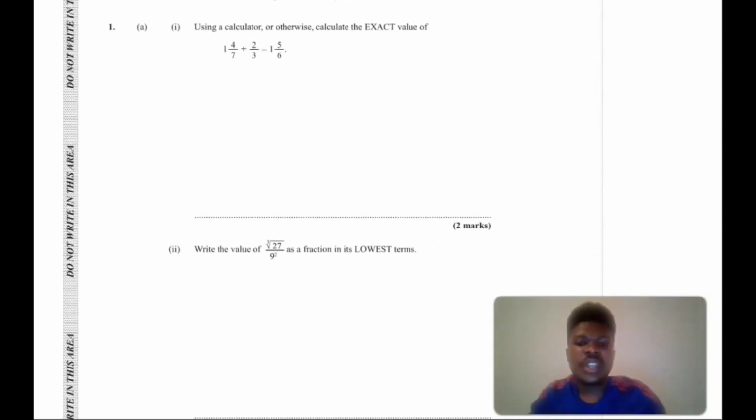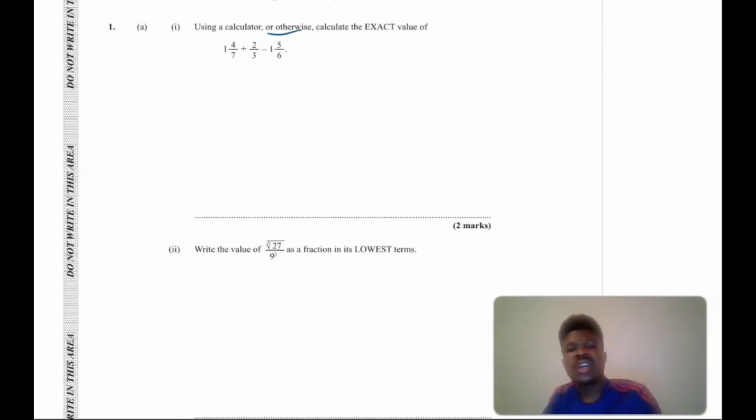So this one says, using a calculator or otherwise, calculate the exact value of. I recommend you practice using a calculator to do these problems. Each calculator is different, so if I explain it using my calculator, I'm using a TI-84 Plus calculator, so it's more advanced than the one you're using for CSEC, but it has the same features. However, the fraction part on each calculator changes a little, so it's best to practice with your calculator. However, I'm going to show you without the use of a calculator.